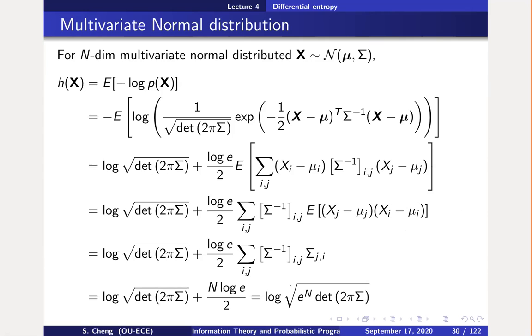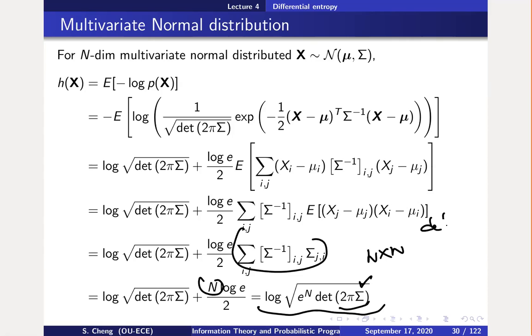So I will just have this equal to n. I put n here, so I have this. The final expression is pretty nice, actually: 2 pi sigma e to the n. Actually, because this sigma is n by n, this matrix here is n by n.